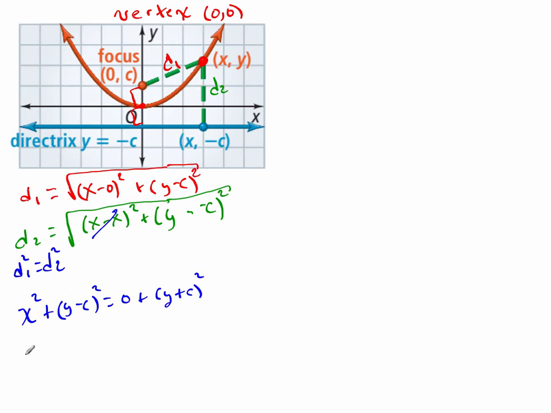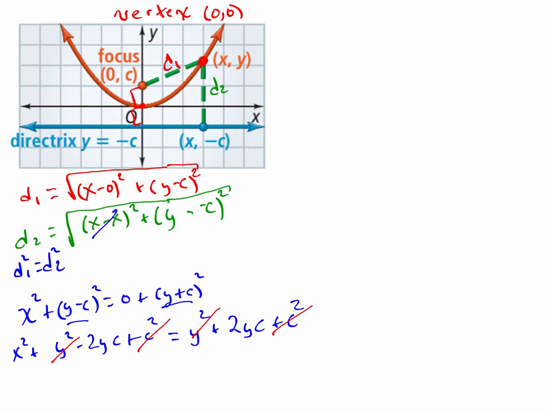Oh, what a mess. Let me multiply this out. x squared plus y squared minus 2yc plus c squared has to equal y squared plus 2yc plus c squared. All I did was FOIL those two terms out. Let's see if anything simplifies. I have a y squared on both sides. I have a c squared on both sides. So I'm going to continue this up top here. What am I left with? On this side, I'm left with x squared minus 2yc, and 2yc.